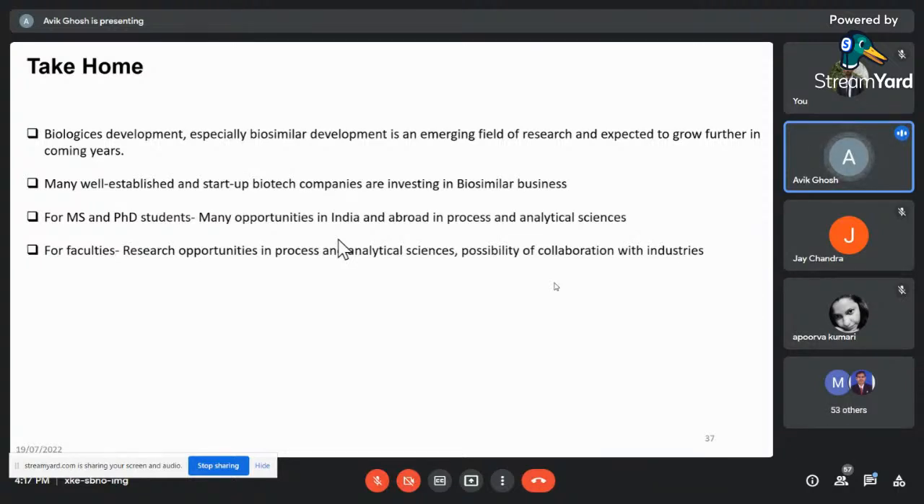And for faculties, there are research opportunities in process and analytical sciences. I know very few faculty friends who are in this biosimilar field, mostly developing different processes or analytical sciences. And there is a huge possibility of collaboration with industry. This is something that is kind of missing in India, or maybe it's more from the industrial side that they want to keep their confidentiality intact. But this is a possibility that all of you can look into and explore, to figure out new research opportunities for you as well as for your students.